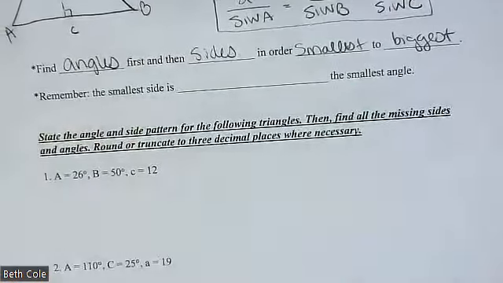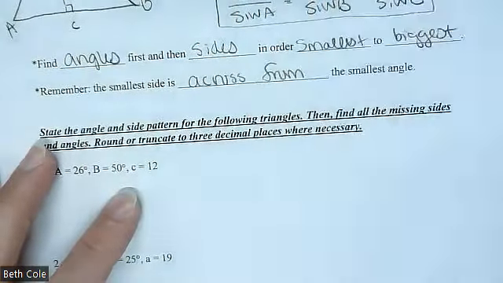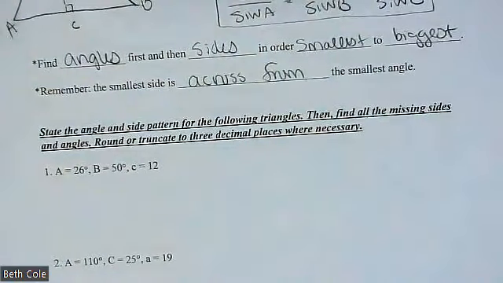And then remember, your smallest side is going to be what with your smallest angle? Yeah, across from, or opposite. So the smallest side is across from the smallest angle. The medium side will be across from the medium angle, and the biggest side will be across from the biggest angle. And that's the way you can check your work, to make sure it logically makes sense. Like, hey, does this answer make sense?